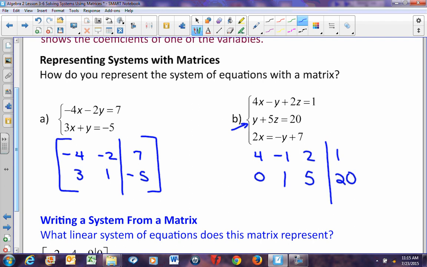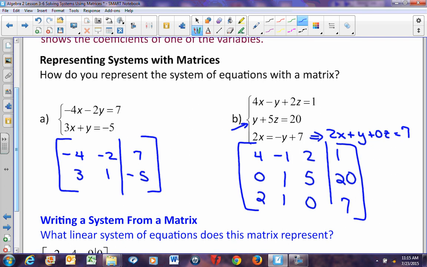This third equation is not written in x, y, z form, so it would be 2x plus y plus 0z equals 7. So we have to make sure that's written in that form before we can put it in the matrix. So it's 2, 1, 0, 7. And again, closing brackets. And there's a matrix.